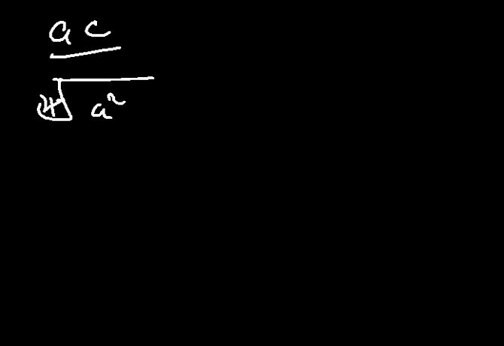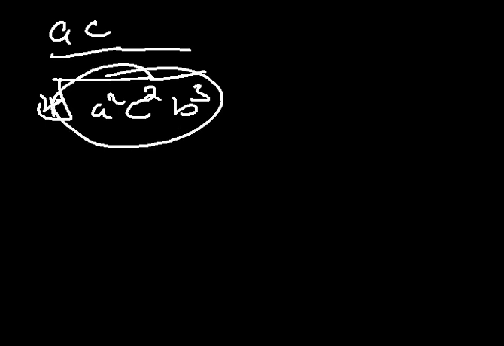So what about if we have this case? Let's say a over c, divided by the fourth root of a to the power 2, c to the power 2, and b to the power 3. Let's say this is the case. How should we rationalize that one?